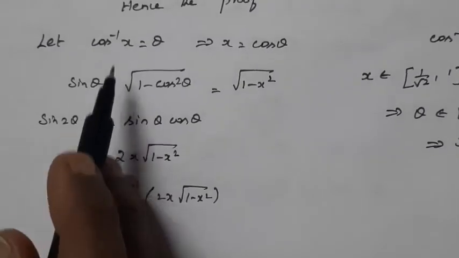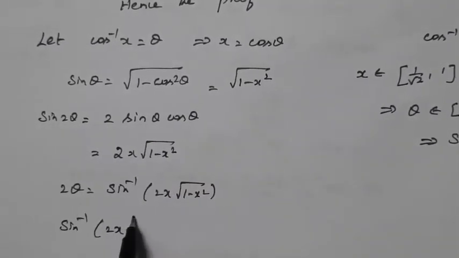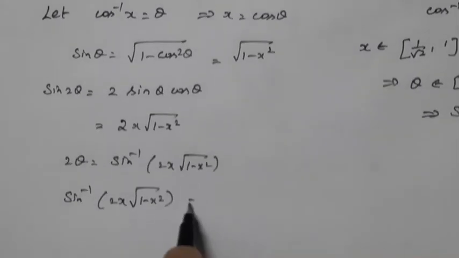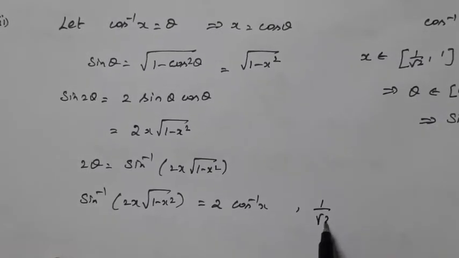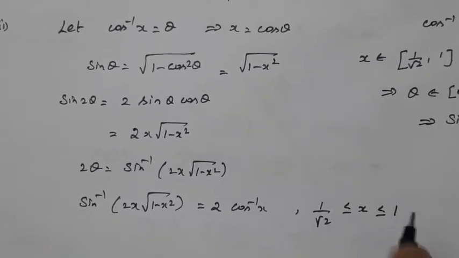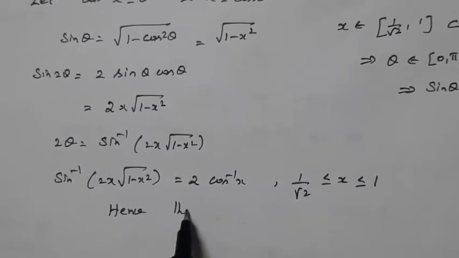Therefore, we can replace theta by cos inverse of x, and hence sin inverse of 2x into root of 1 minus x squared is equal to 2 cos inverse of x, provided 1 by root 2 is less than or equal to x less than or equal to 1, and hence the proof. Do you understand this?